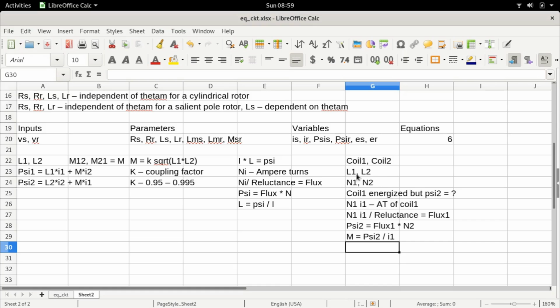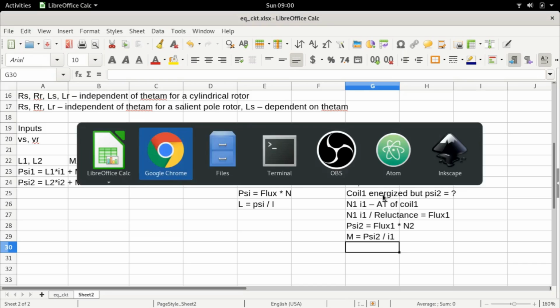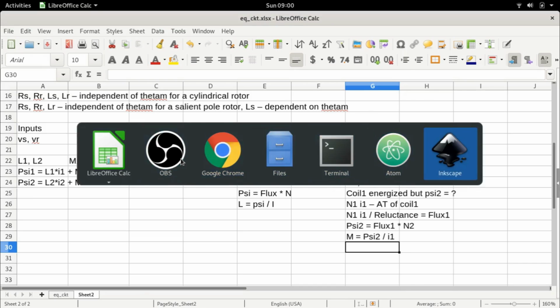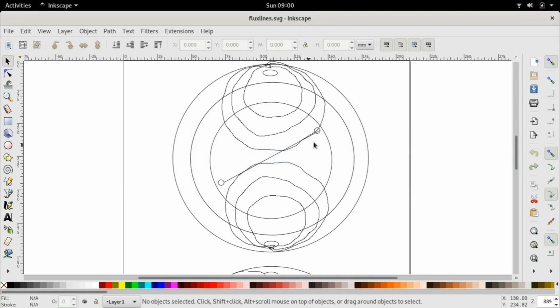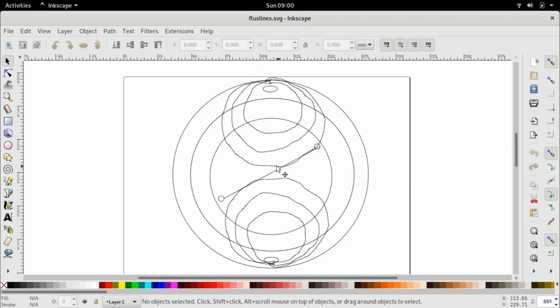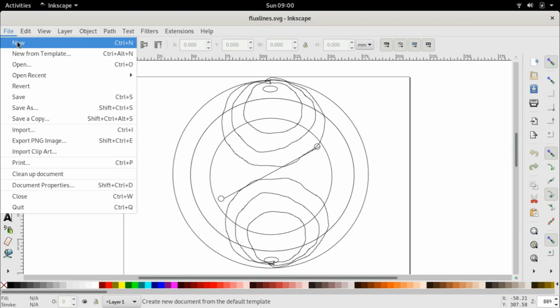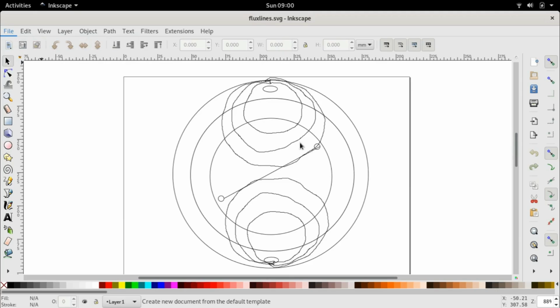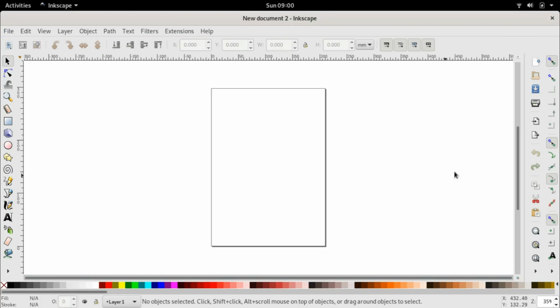Now we are going to repeat the same process that we did with our flux diagrams for self-inductance, but this time we are going to look at mutual inductance. And for mutual inductance, we are going to use the same process, that is we are going to use flux diagrams. So let's go over to our Inkscape, which is what I was using for drawing, and let me create a new file because we need something new to map out mutual inductances.